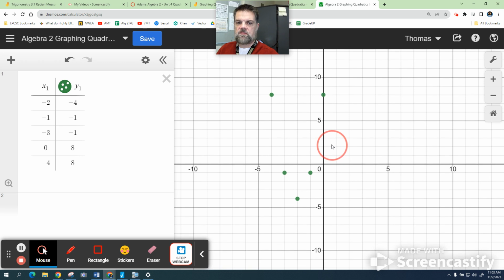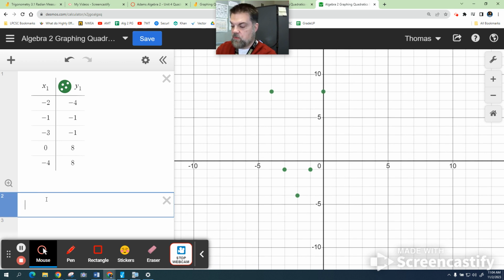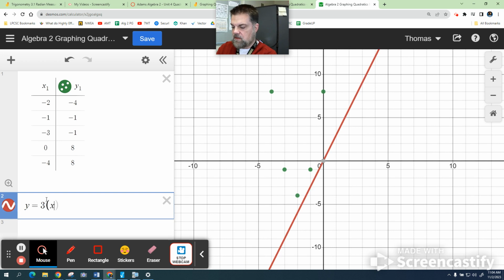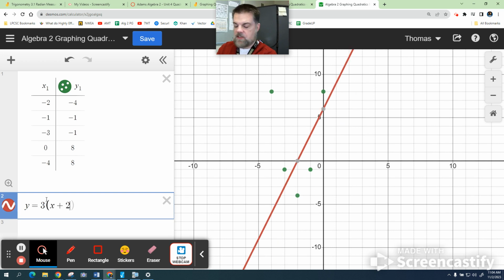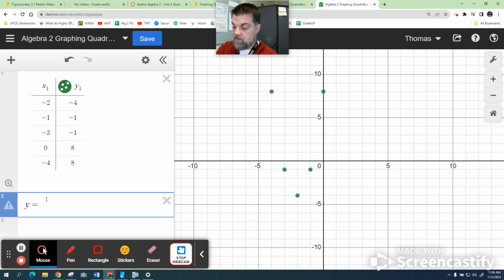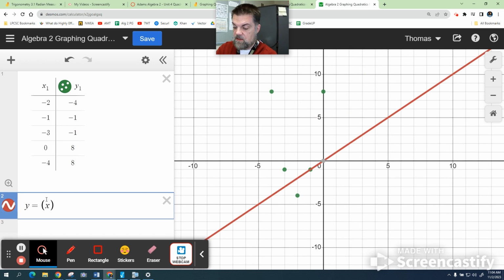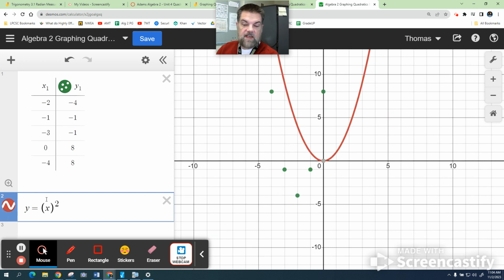Okay? Let's graph it and see. So we said that y was equal to 3 times the quantity, x plus 2. Actually, let's do the same thing that we did last time. In parentheses, do x squared like this. So that's the parent function. Okay? That's the parent function.